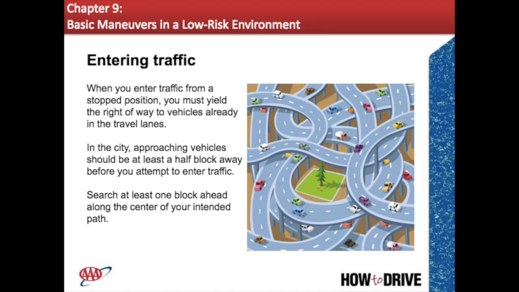Then we have entering traffic. When you enter traffic from a stopped position, you must yield the right-of-way to vehicles already in the travel lanes. In the city, approaching vehicles should be at least a half block away before you attempt to enter traffic. Search at least 1 block ahead along the center of your intended path of travel. But be sure to remember the time and space method of judging distance. If traffic is traveling at faster speeds, then search a greater distance ahead. Then steer into the nearest travel lane and accelerate smoothly to the speed of traffic.